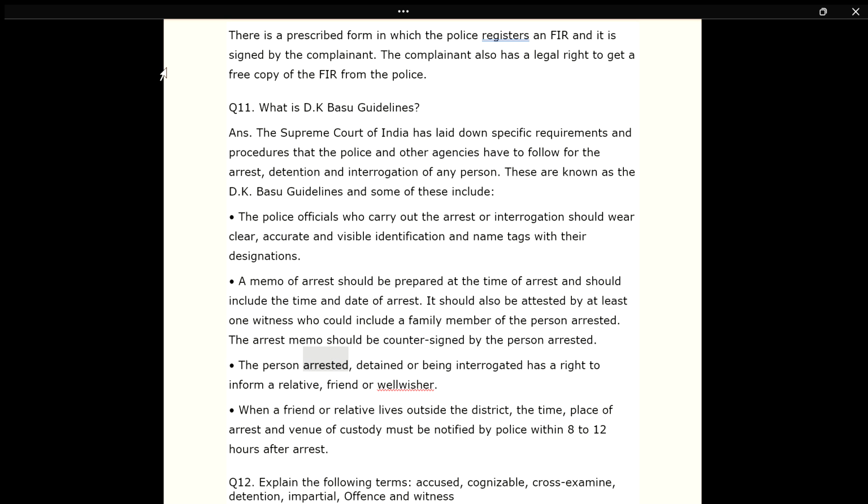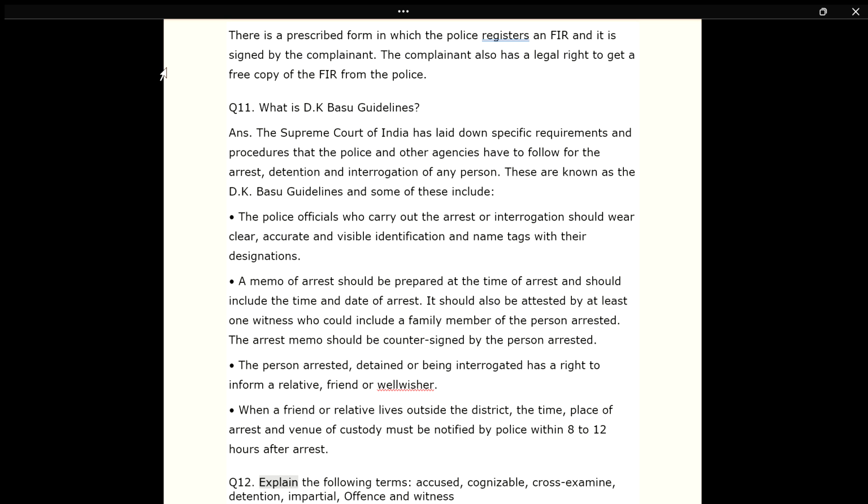The person arrested, detained or being interrogated has a right to inform a relative, friend or well-wisher. When a friend or relative lives outside the district, the time, place of arrest and venue of custody must be notified by police within 8 to 12 hours after arrest.